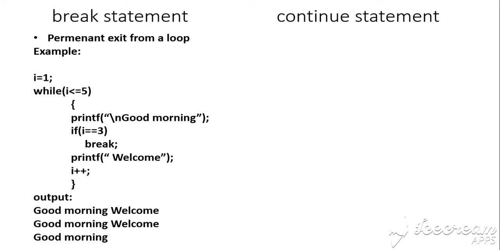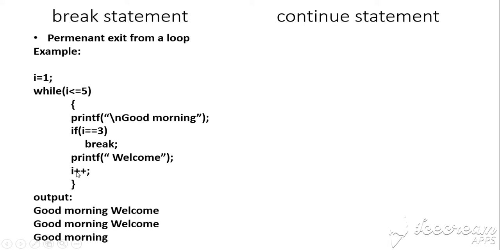That means if a particular condition arises and you want the loop not to continue further, we can use this break statement. An example is given: a loop is designed to execute 5 times, and inside the loop we have two printf statements, good morning and welcome. So what will happen when i equal to 1, 1 less than or equal to 5, the condition is true. So good morning will be printed and the condition will be evaluated whether the value of i is equal to 3, no. So no break will happen. Welcome will be printed. So on the screen, good morning and welcome will be printed for the first time.